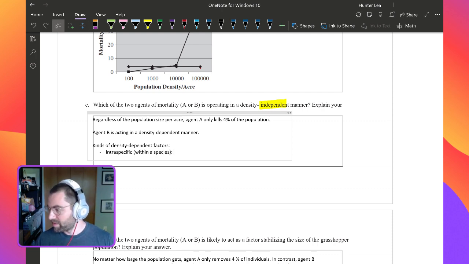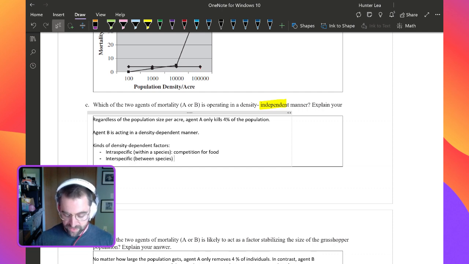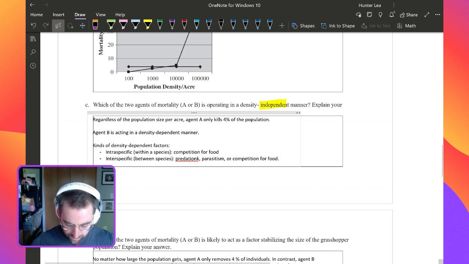with such examples as competition among members of a cohort for food. And we have inter, between, specific, between species, between different species. And these could be factors like predation, parasitism, but also competition for food. Predation without the K.